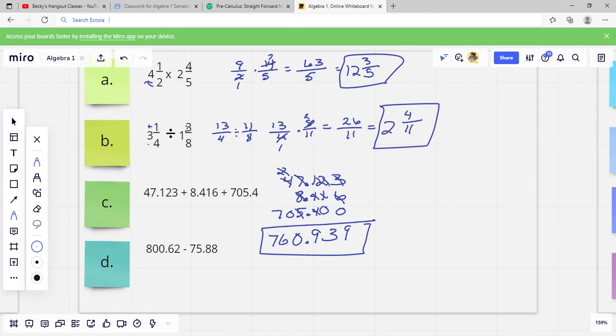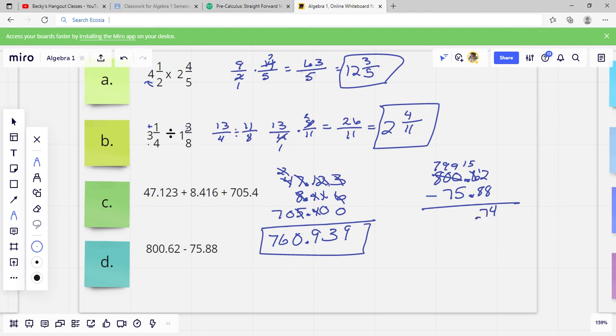Okay, last one is subtraction. This is 800.62, and we're subtracting 75.88. Okay, we're going to have to do some borrowing. I've made sure my decimals are lined up. So I've got 2 take away 8, can't do that. So I'm going to borrow from over here, and it's going to be 12 take away 8, which would be 4. 8 and 4 is 12. 5 minus 8, can't do that. So I'm going to have to borrow from over here. I'm just going to look at this as 800, and I'm going to take 1 away from 800, and I'm going to get 799. Okay, so now I have 15 minus 8, which would be 7.